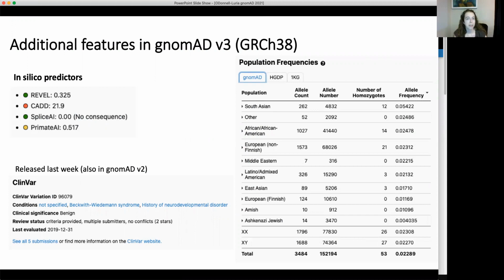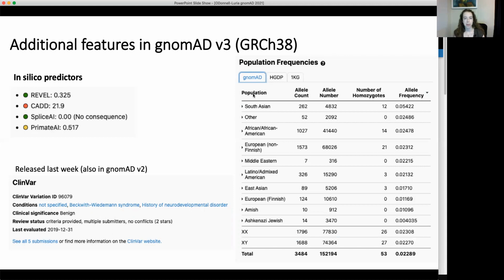So in gnomAD v3, we have added some in silico predictors: REVEL, CADD, and PrimateAI, which are at least for missense variants. CADD is for really any variant. And SpliceAI, these are scores by Illumina, but SpliceAI is to predict variants that could impact splicing. And so the 0 means no expected impact on splicing for this variant.